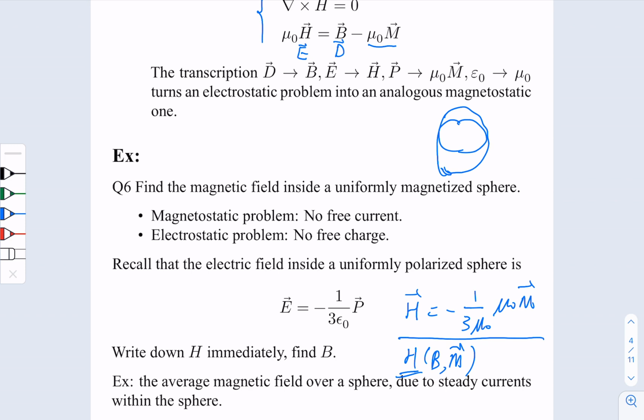So if you want to compare, you can also find out the surface current induced by this uniformly magnetized magnet. That's something that we actually have done in the previous lecture. You can try to compare your answers to the simple trick here to see if they agree with each other.